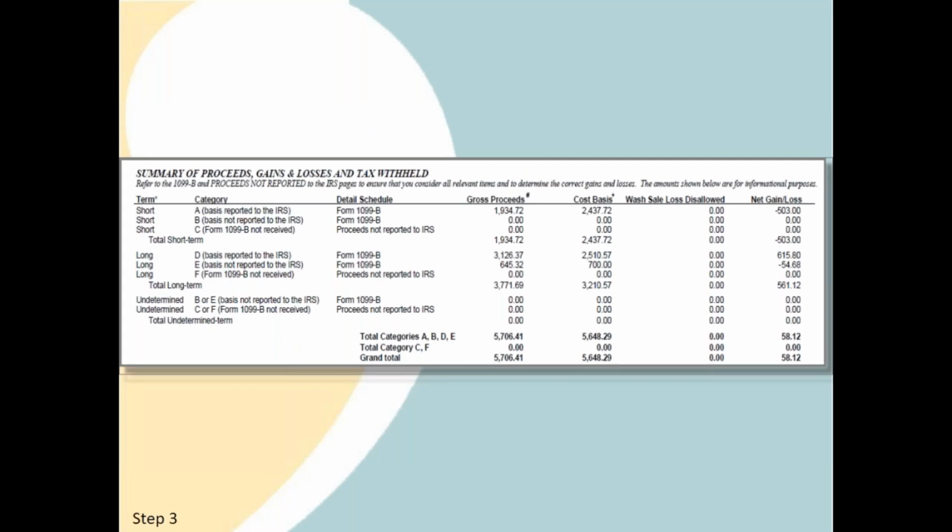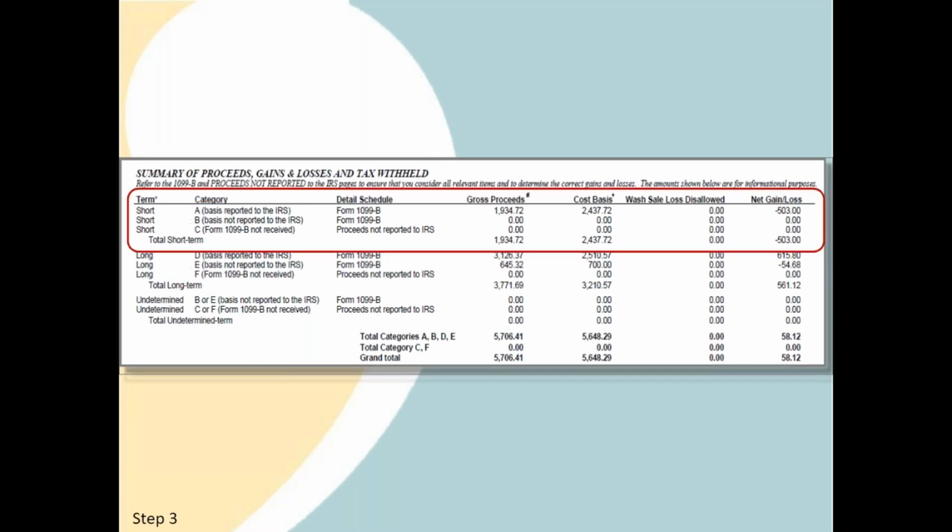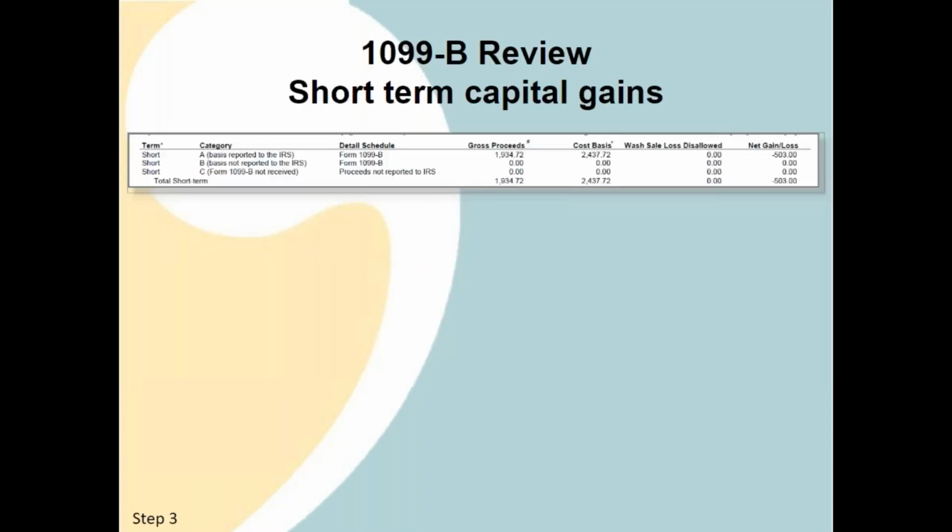If you sell stocks during the year, you will have capital gain income to report. On your 1099, your capital gains may be reported in one of 6 different categories. In the first section, you'll have information on short-term capital gains. These are gains or losses on sales of stock you held for 1 year or less. If we look more closely, we see that this section is further divided up into 3 categories.